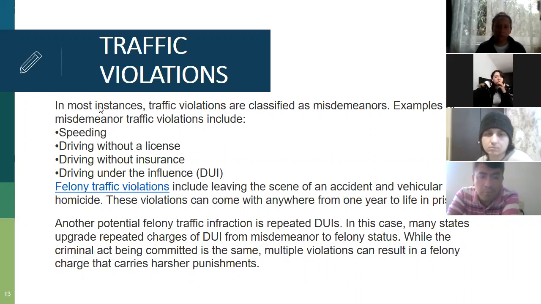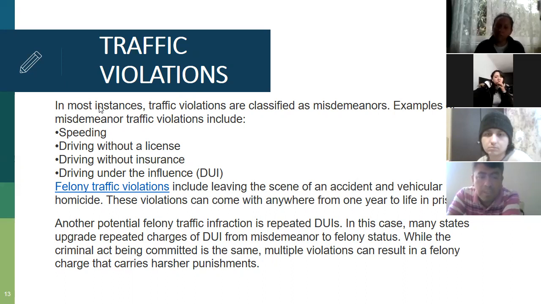Another potential felony traffic infraction is repeated DUIs. In this case, many states upgrade repeated charges of DUI from misdemeanor to felony status. While the criminal act being committed is the same, multiple violations can result in a felony charge that carries harsher punishments.